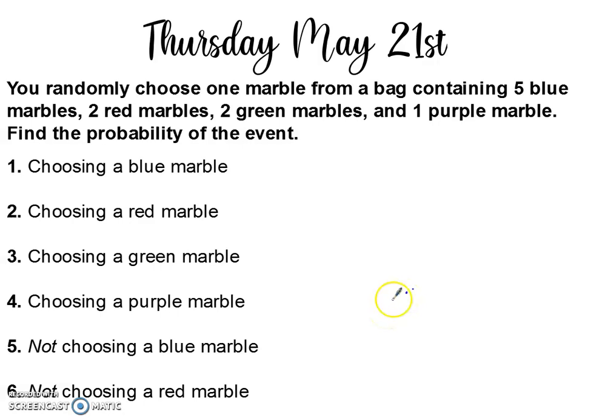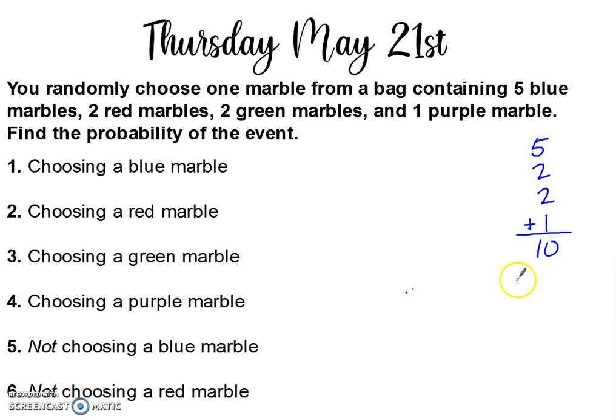So here we go. It says you randomly choose one marble from a bag containing 5 blue, 2 red, 2 green, and 1 purple. Find the probability of each event. The first thing we need to know is how many marbles are in the bag. Well, there are 5 blue, 2 red, 2 green, and 1 purple. There are 10 marbles in the bag, right? 5, 6, 7, 8, 9, 10 marbles in the bag.